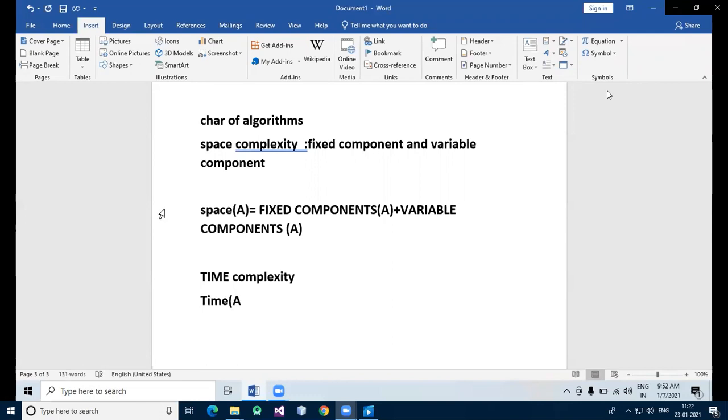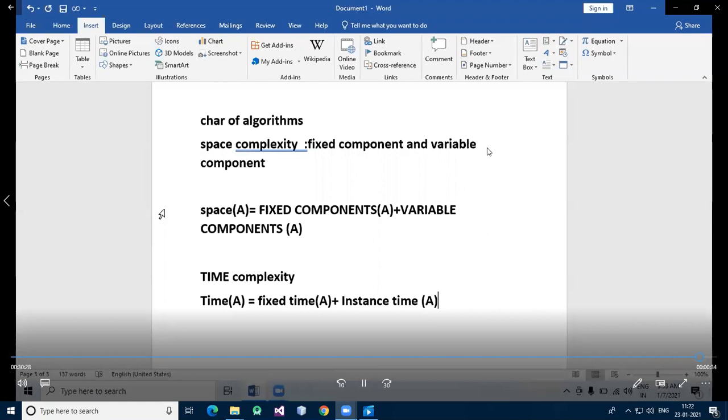So for any algorithm A, time of A is equal to the fixed time of A plus the instance time of A.